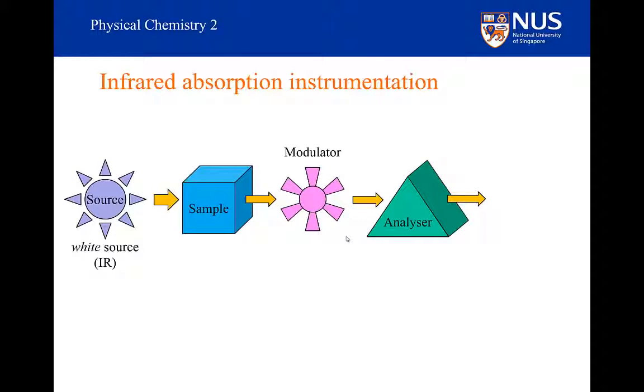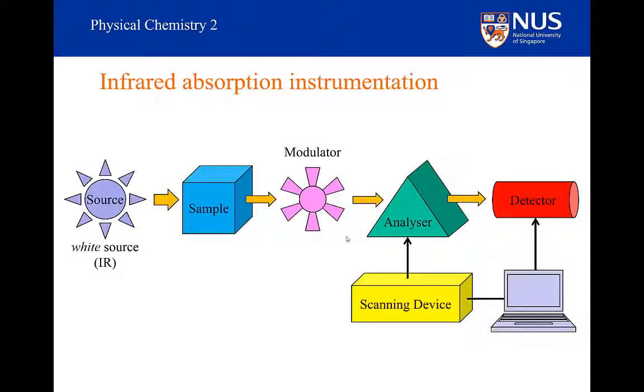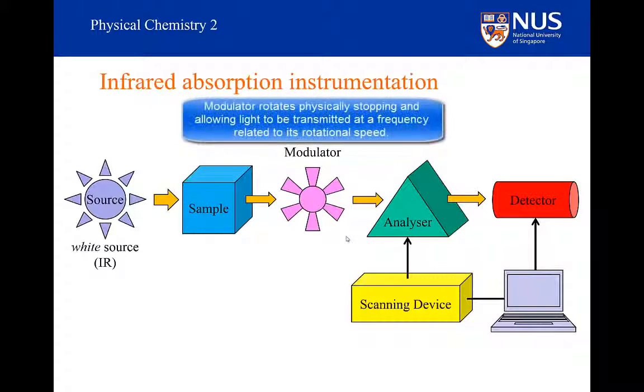Then we can have an analyzer, and finally a detector. Once we've got enough signal of a particular wavelength, we will tell the analyzer to rotate slightly so we can have a look at a different wavelength. So we can scan through the wavelength range of interest.